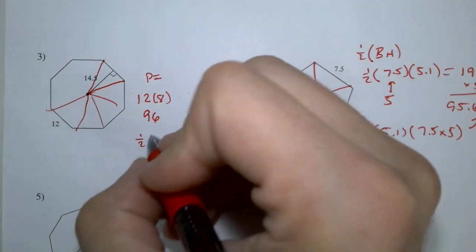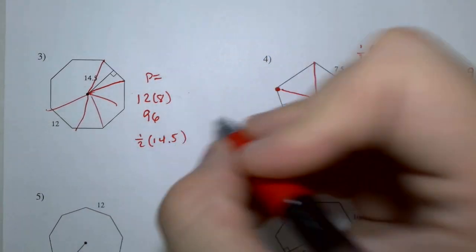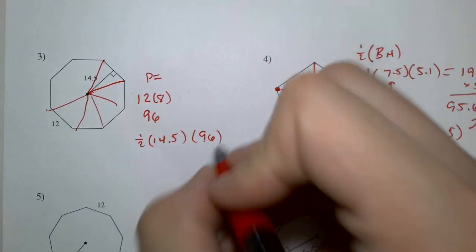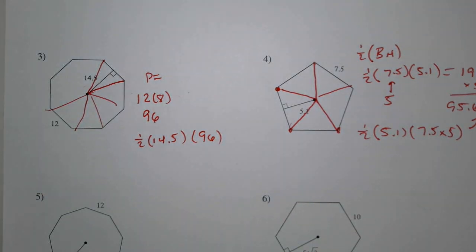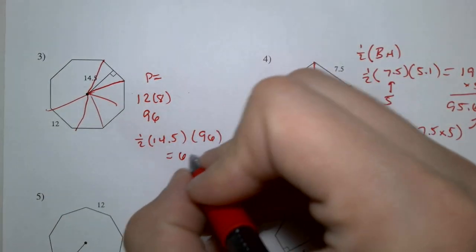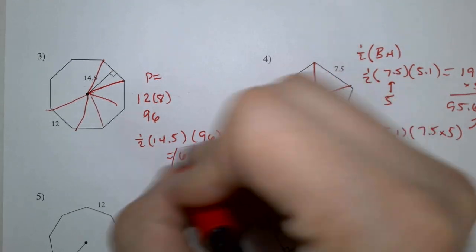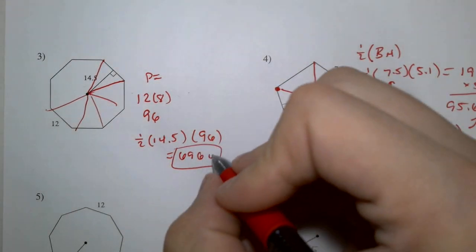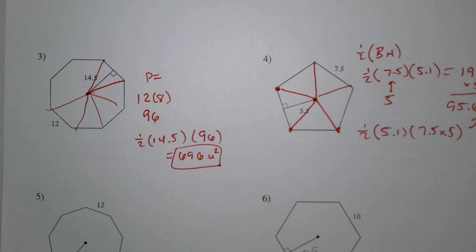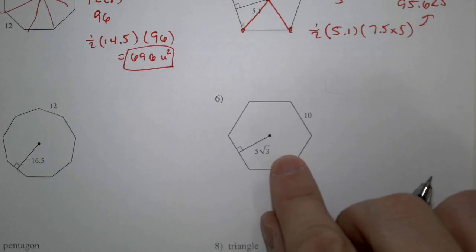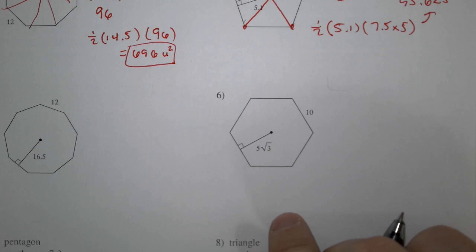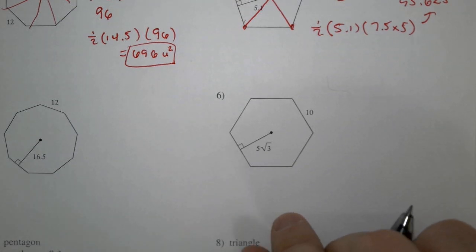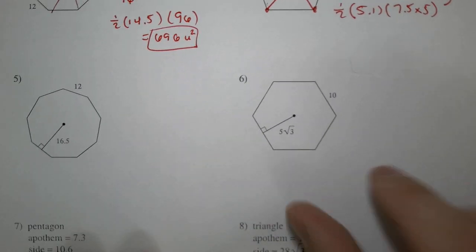So if we do 1/2 the apothem, 14.5, times the perimeter, 96, we get our answer. And that answer is 696. If you want to be really specific, we haven't been doing this, but units squared. Let's do one more with a radical, and then maybe I'll do the critical thinking ones at the end, because these are going to be pretty easy other than that.